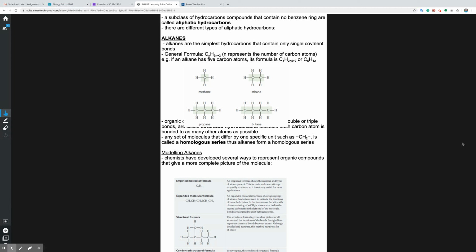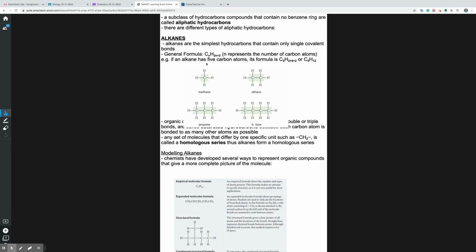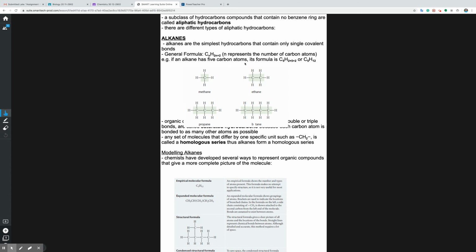Their general formula is CnH2n+2. If we know how many carbons, then the number of hydrogens is 2n plus 2. So we have one carbon for methane: 2 times 1 plus 2 equals 4, and you can see here we have 4 hydrogens. If the alkane contains 5 carbon atoms, it'd be C5H2 times 5 plus 2, so we get C5H12.